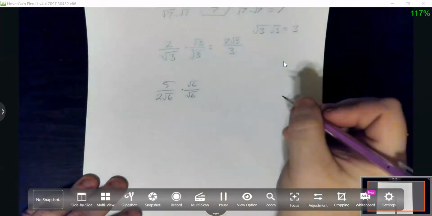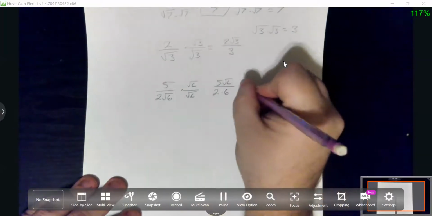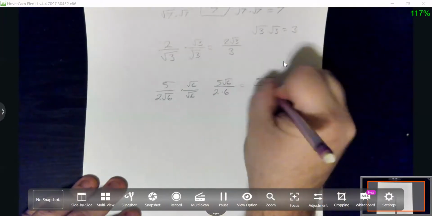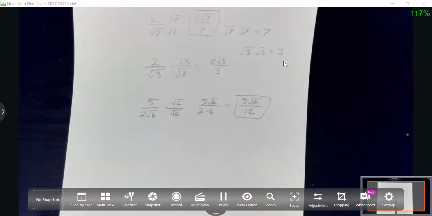So when I go to multiply, I'm going to multiply top and bottom by root 6. That's all I need. That gives me 5 root 6. Down here on the bottom, I get 2 times, and root 6 times root 6 is just 6. So rationalized, this becomes 5 root 6 over 12. So that was the rationalization process. Hopefully that sounds kind of familiar as we go along.